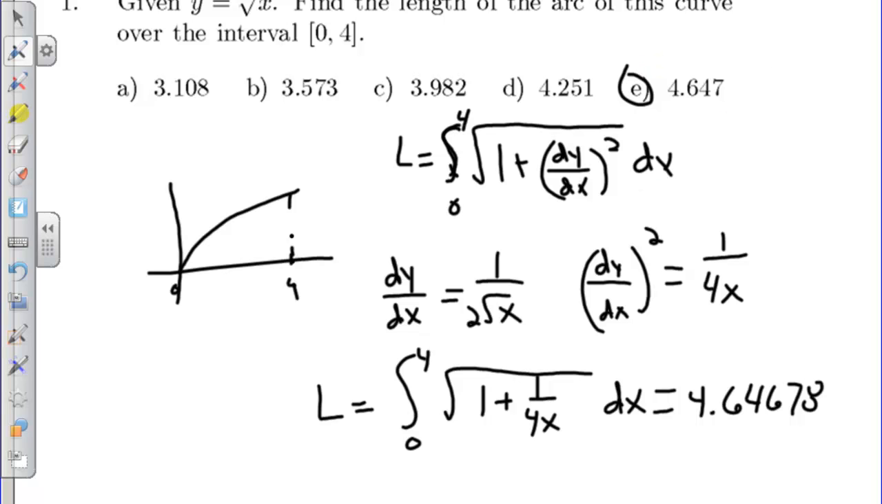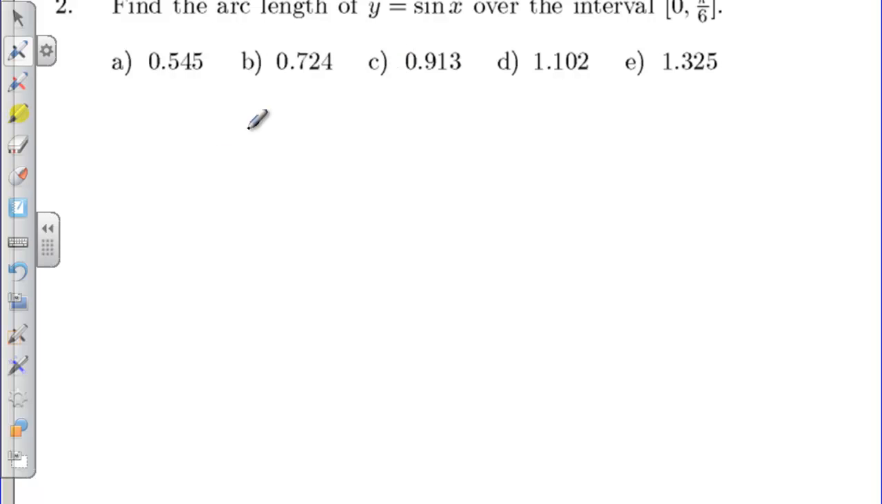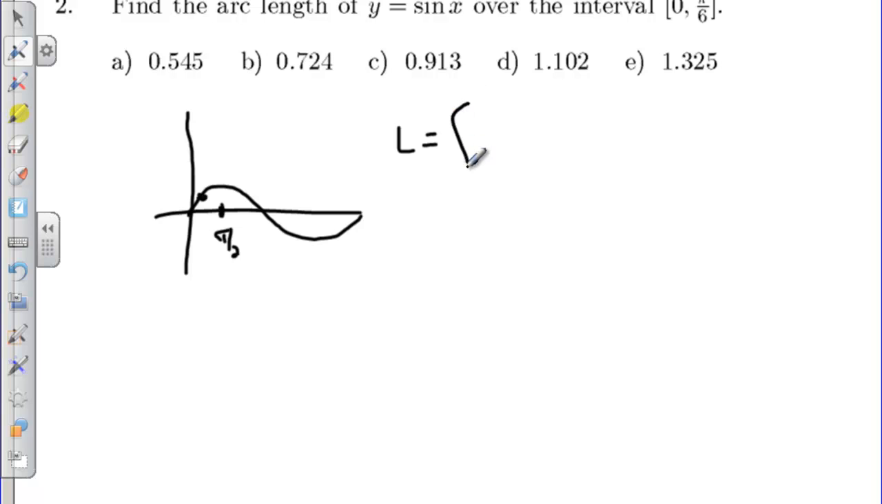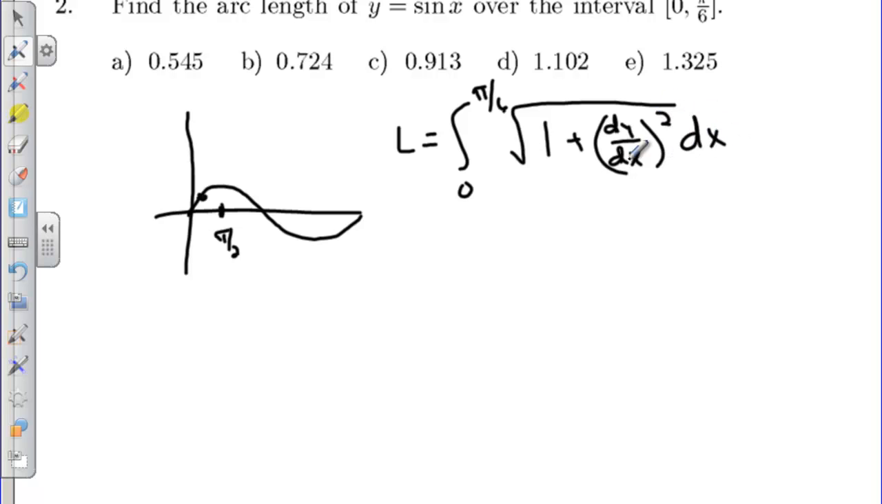Let's do another one. The arc length of sine of x over the interval from 0 to pi over 6. So here's our sine graph, that has a maximum right there at pi over 2. So I'm just looking at this small little part here from 0 to pi over 6. So my formula is the integral from a to b of the square root of 1 plus the derivative squared dx. All right, so if my function is sine of x, my derivative is, do you remember, cosine.